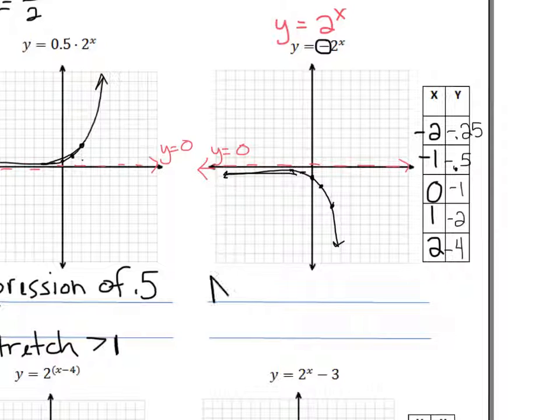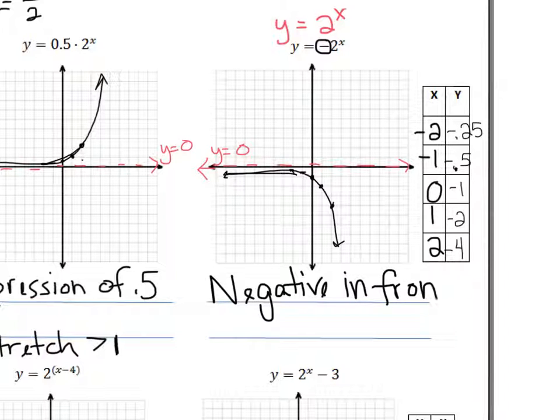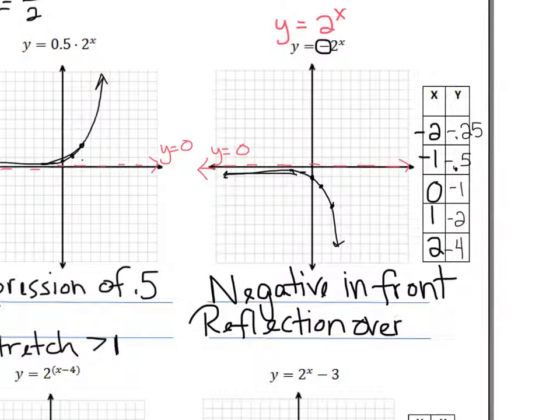So when you have a negative in front, it's a reflection over the x-axis. So we've seen the compression and then talked about what the difference would be for a stretch, and now we've seen a reflection. So let's look at our next type.